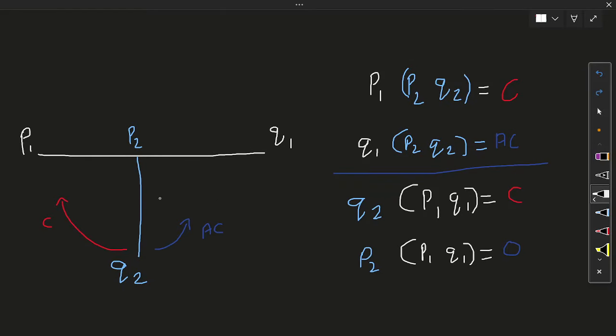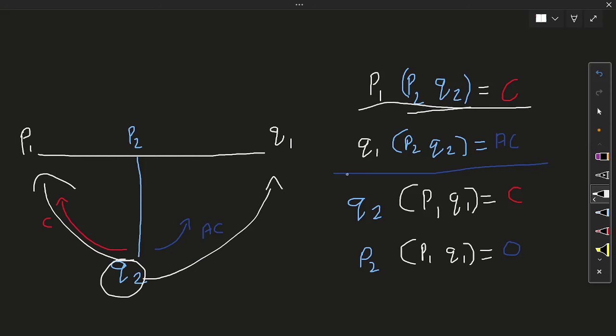So we have another example. This is a line. We have a point. From Q2 we have the line P1 P2 Q2. If we have to reach P1, we have to move in the clockwise direction. If we have to reach Q1, then we have to move in the anti-clockwise direction.